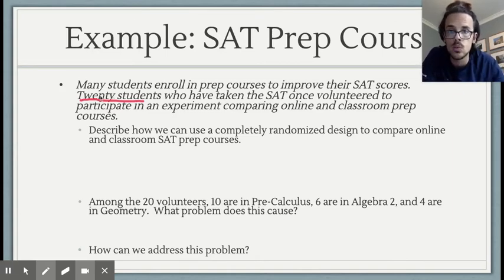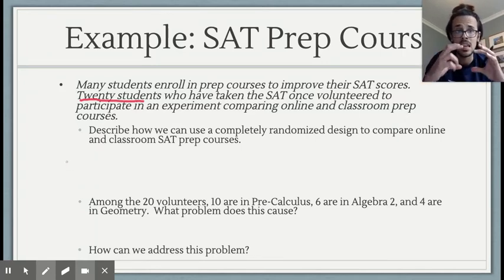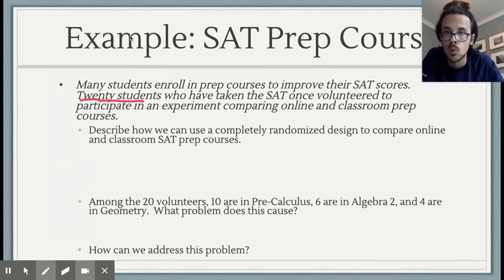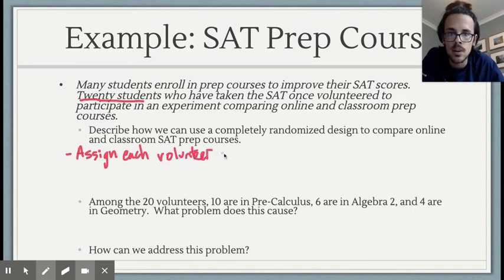So I've got 20 students at my disposal, and they need to go to online and in class. Those are going to be my two treatment groups right here. So the first thing I'm going to do, you can put everybody's name on an index card and shuffle those up, or you can give everybody a unique number. I'm going to do it the number way, although either way is cool. So assign each volunteer a unique number from 1 to 20. Everybody has to get a number first.